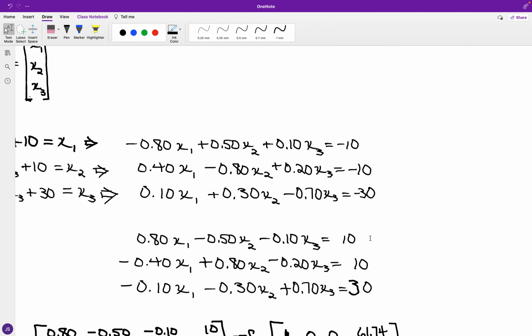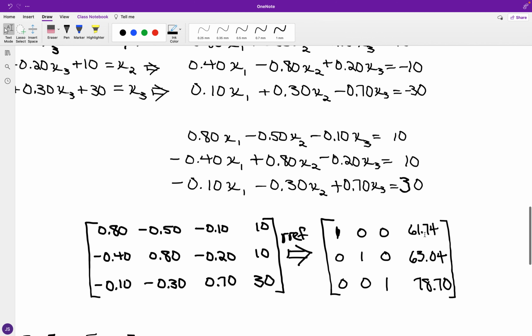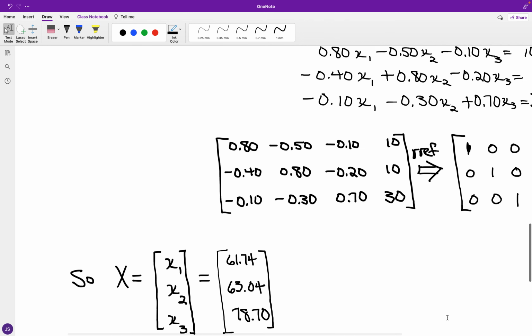I can arrange what I have here and put it into a 3x4 matrix. The first column refers to the x of 1 coefficients, the second column to the x of 2 coefficients, the third column to the x of 3 coefficients, and the last column to the external demand numbers. Putting it in reduced row echelon form, x of 1 comes out to 61.74. Next row, x of 2 is equal to 63.04, and for the last row, x of 3 is equal to 78.70.